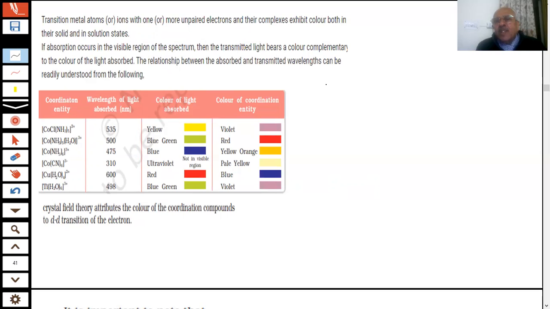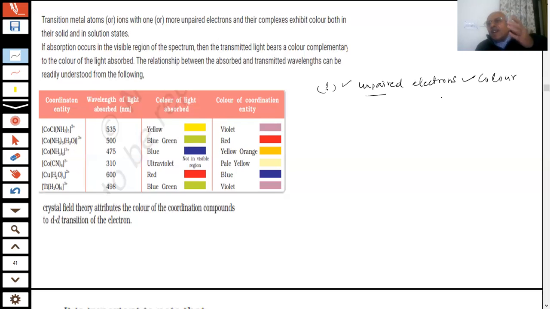Now remember one thing, students. As I said earlier in transition elements, the color of the transition elements is due to d-d transition. I said the catch is those which have unpaired electrons will show color. If there are no unpaired electrons, there will be no color. Simple thing in the exam.